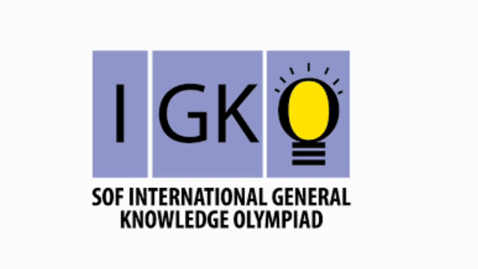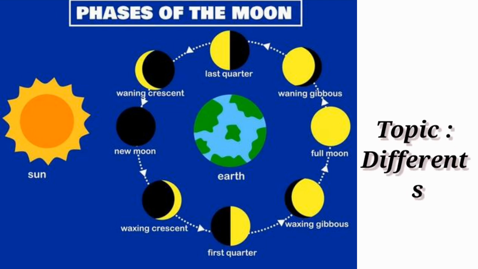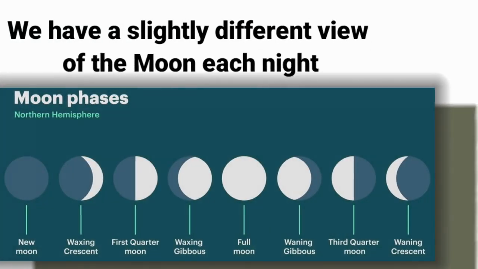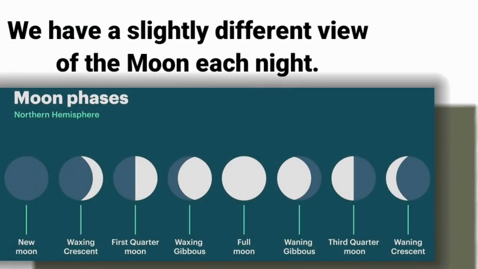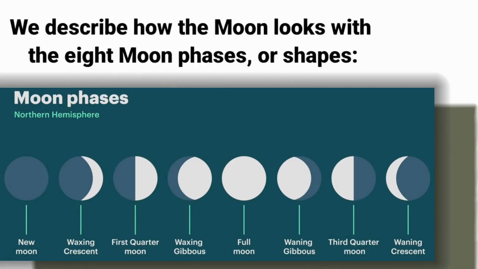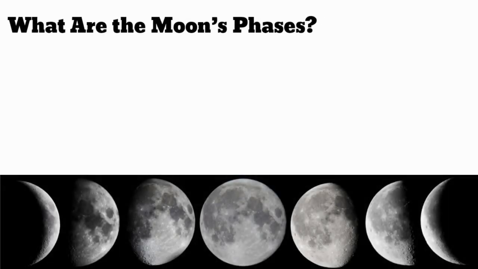So this is IGKO series and today's topic is different shapes of moon. We have a slightly different view of the moon each night. We described how the moon looks with the 8 moon phases or shapes. What are the moon's phases?